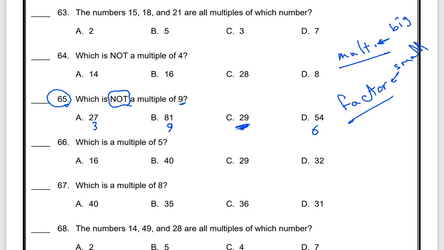Can I answer a question? Of course, Malik. I want to answer 66. Can I? Okay, which is a multiple of 5. 40. Okay, but this is not a problem. I'm asking if you have any problems. Okay, thank you, Malik. Muhammad, I'm not giving you the answers.